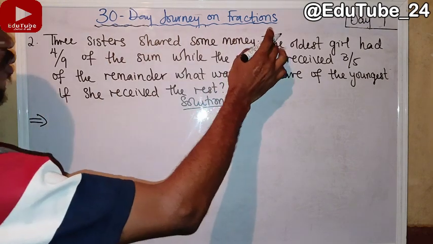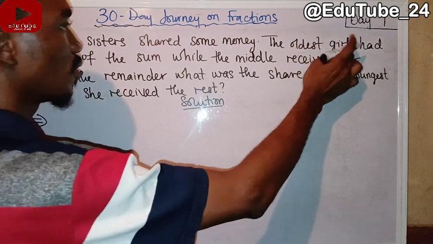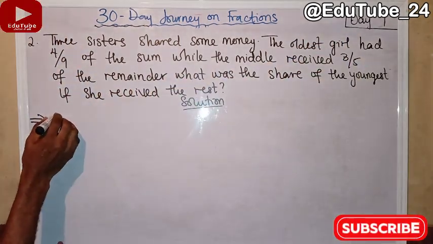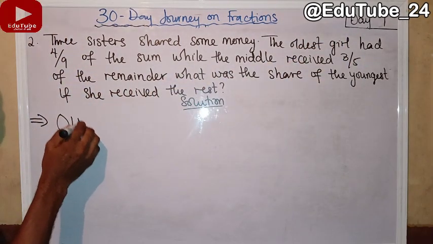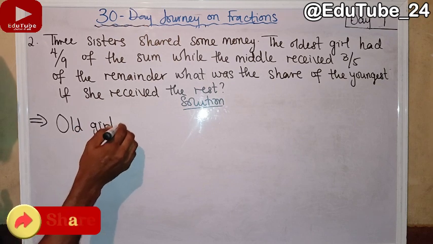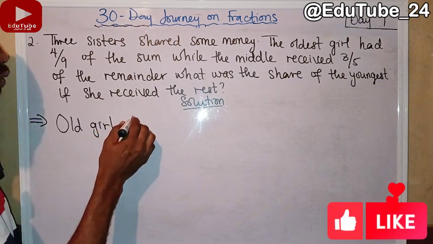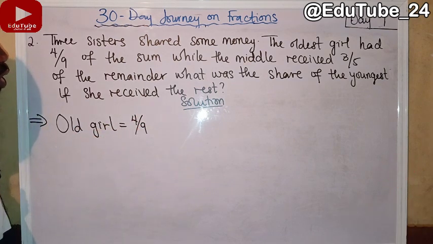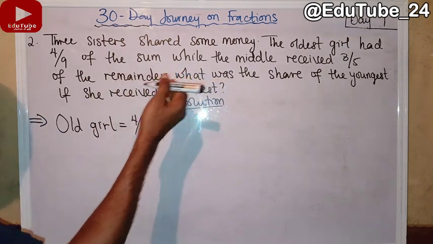Three sisters share a sum of money. So let's look at the first sister. The oldest girl had 4 over 9. So I'm going to write that down: oldest girl equals 4 over 9. So if the oldest girl received 4 over 9, let's look at the second girl.